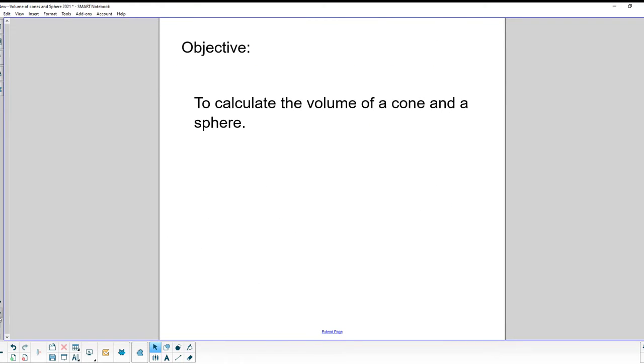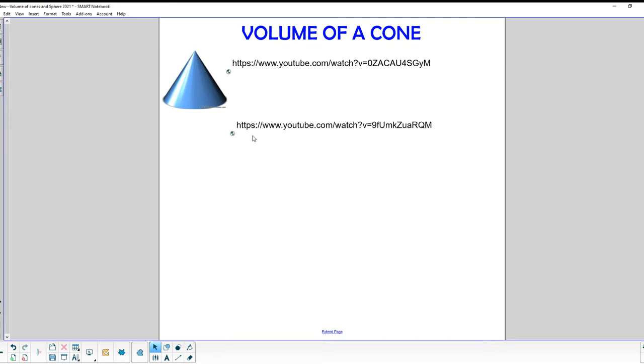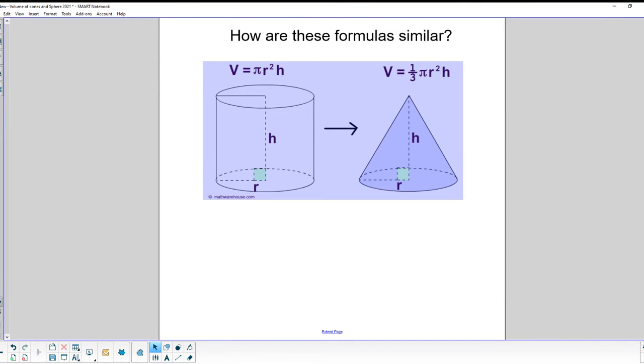So today we're going to talk about how to calculate the volume of a cone and a sphere. So the volume of a cone, that's got a kind of an interesting formula, 1/3 pi r squared times the height. Take a little closer look at that. Watch these videos if you're at home, and there's a very good demonstration on why this formula is what it is.